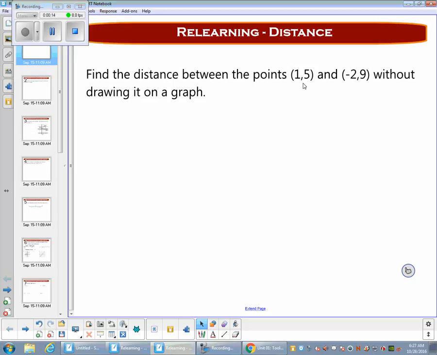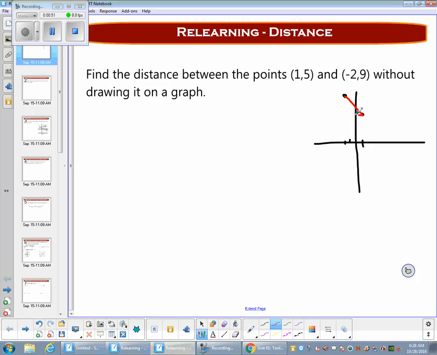Now, if we're going from 1, 5 to negative 2, 9, what I like to do is just make a little diagram. You don't have to make a diagram, but it helps me out. Just some general idea, negative 2, 9 is somewhere up here, and 1, 5 is going to be somewhere here. So our goal is to figure out the distance from here to there. Pretty simple problem, but it's easy to find distances left and right, and it's easy to find distances up and down, but these diagonal ones are difficult.